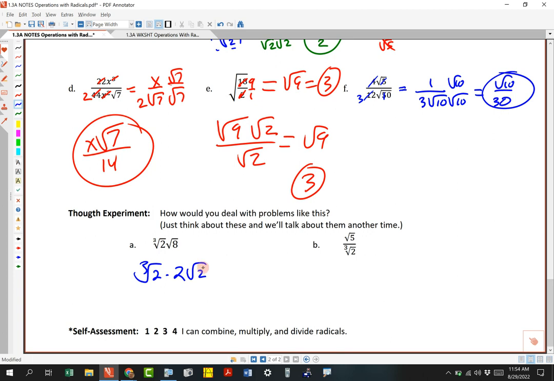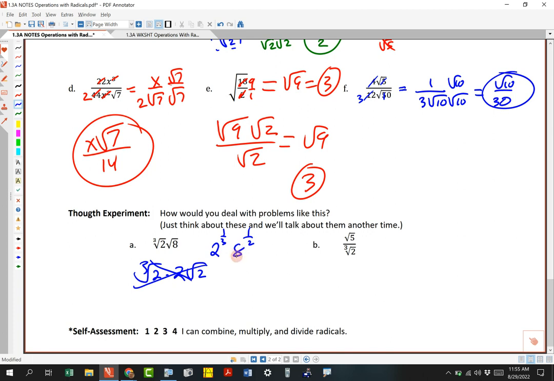Could you change the radicals into exponents? What would the exponent on this one be? It would be a 1/3. This would be a 1/3. And then 8 would be 1/2. 8 would be a 1/2. And then simplify it or multiply.